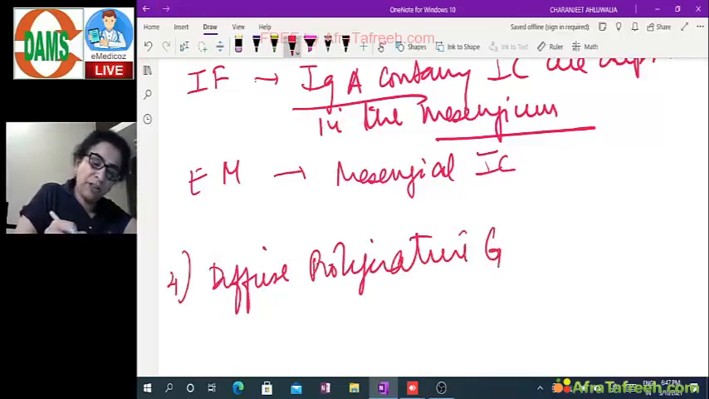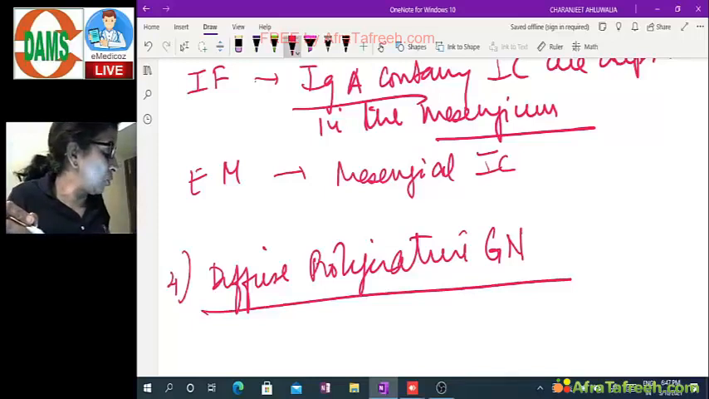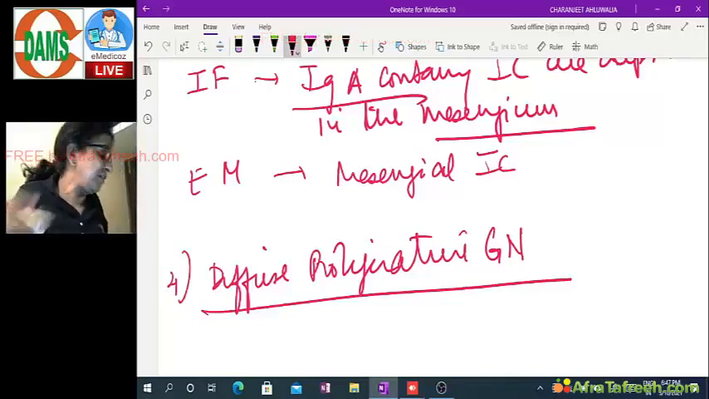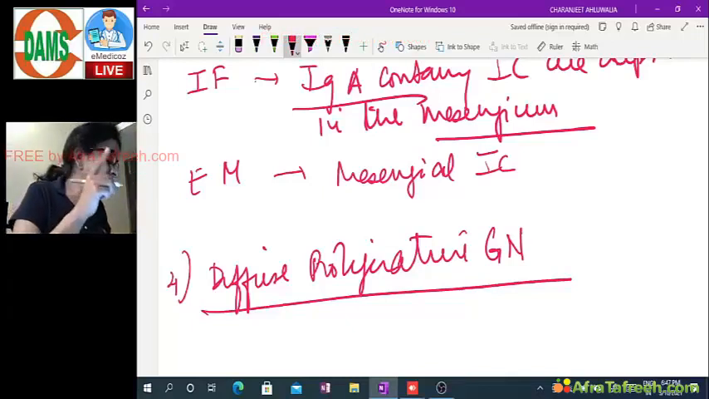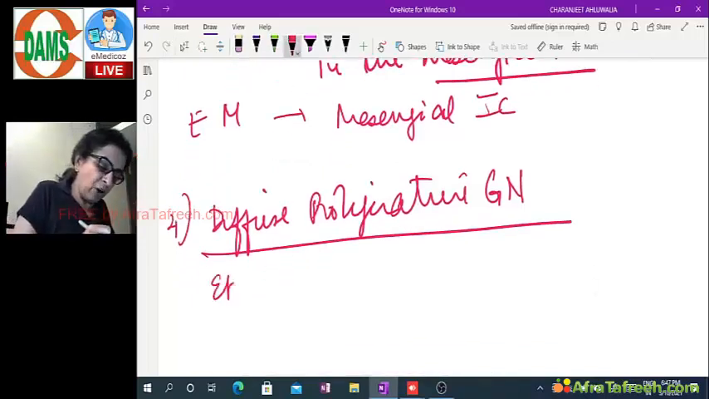Fourth is diffuse proliferative glomerulonephritis. Now I told you, you know the meaning of the term diffuse, you know the meaning of the term proliferative. Diffuse का मतलब क्या है? More than 50% glomeruli of the kidney are involved, and proliferative का मतलब है the glomerulus is hypercellular. So diffuse proliferative glomerulonephritis की etiology क्या है? ये कौन सी conditions में मिल सकती है?